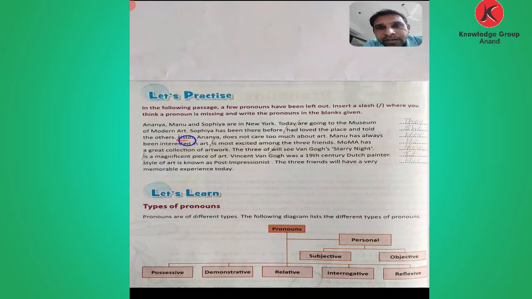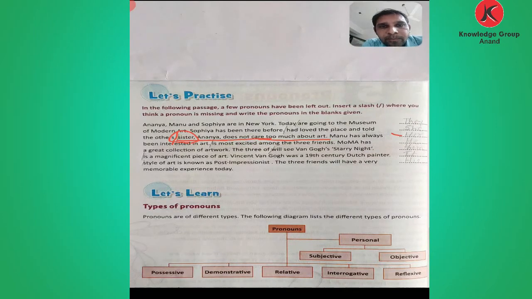Then comes sister. Then Ananya does not care too much about art. This is the sentence, so I put a slash here. What do we put here? Her sister. Ananya does not care too much about art. Who? Sister. Whose sister? Her sister. So I put her here, at the slash.